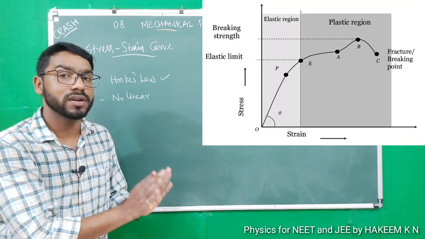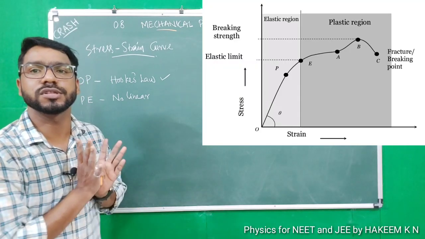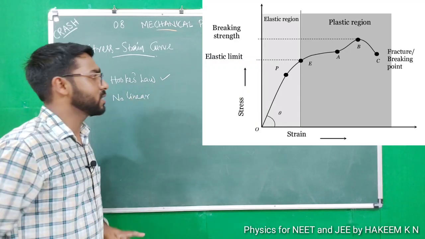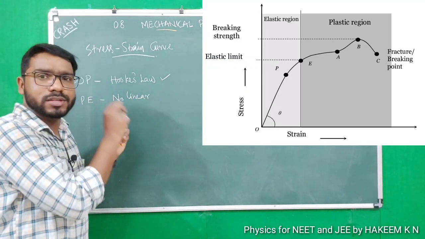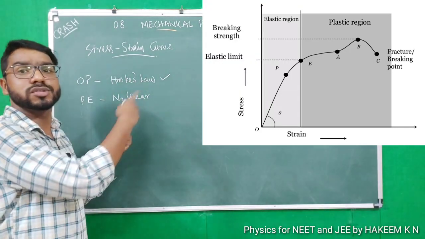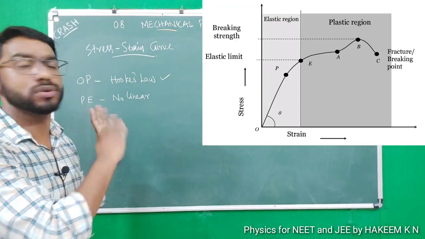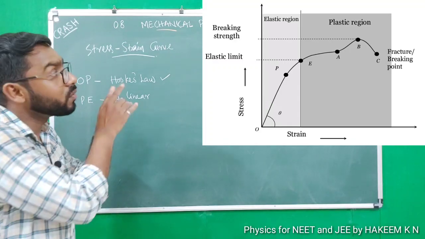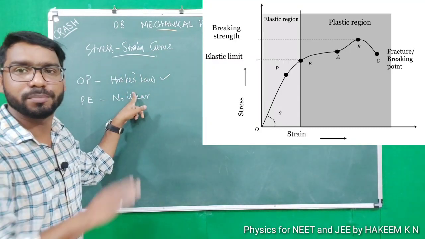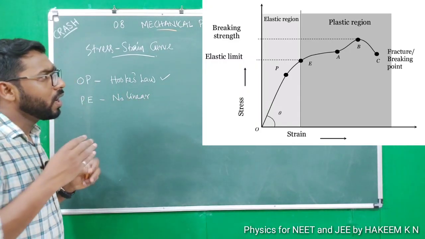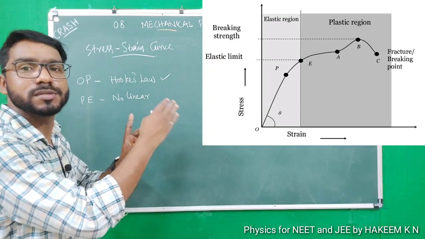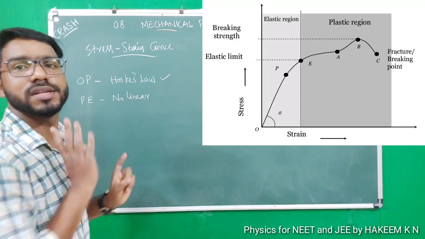Because Hooke's law says what? Within the elastic limit, stress is proportional to strain. But this is the actual graph of materials. So OP actually obeys Hooke's law. From P to E, Hooke's law is not obeyed, but the region is elastic. The body shows elasticity, where E is the elastic limit and P is the proportionality limit up to which Hooke's law is obeyed. After E, the body shows plasticity. That means the body will not regain its original condition.